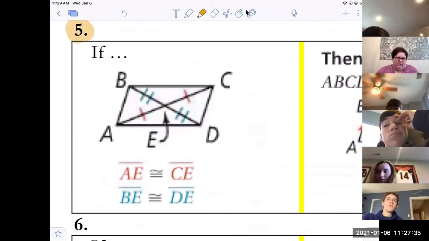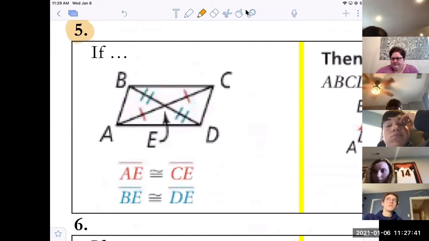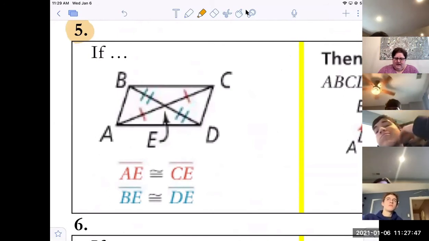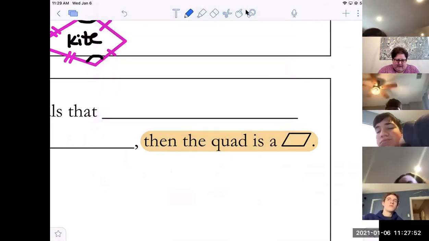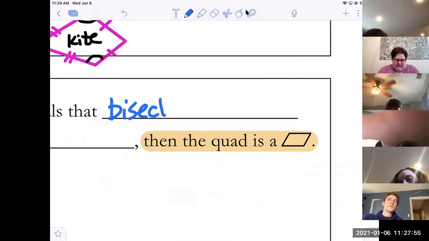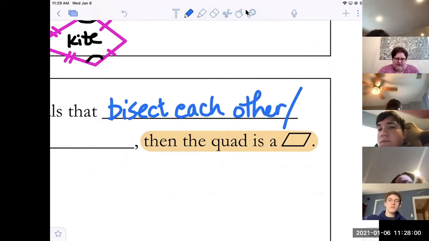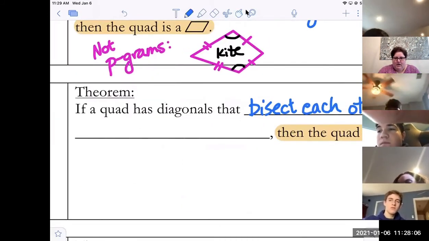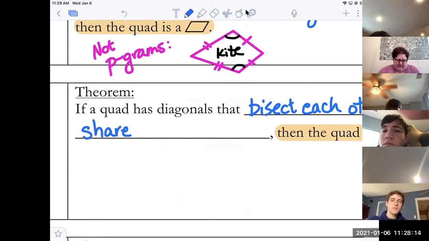Marin, what is being shown? If the quad has, what's being shown? Diagonals that bisect each other. So if the quad has diagonals that bisect each other, Melissa, what's another way of saying that? They intersect. Where do they intersect? At the midpoint. They intersect at their midpoints. They share a midpoint. It's okay to say they intersect at their midpoints.